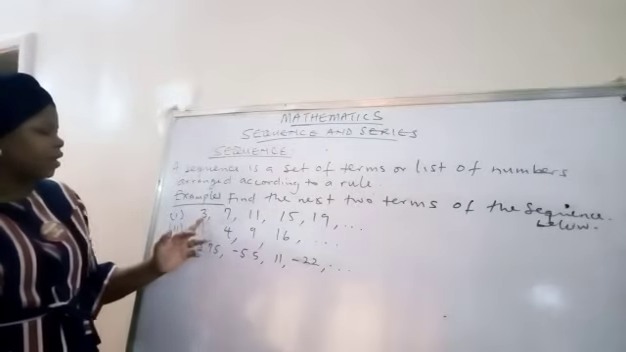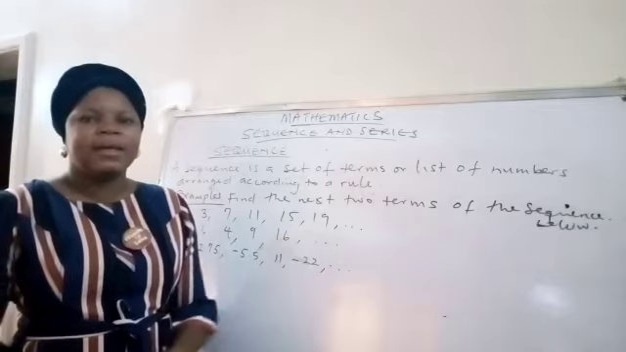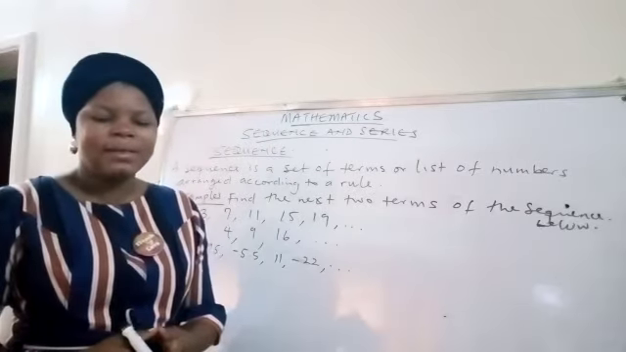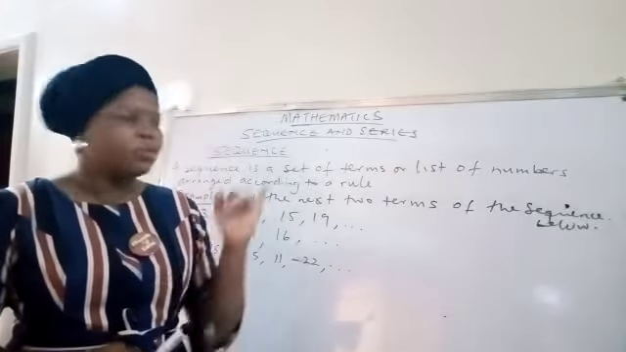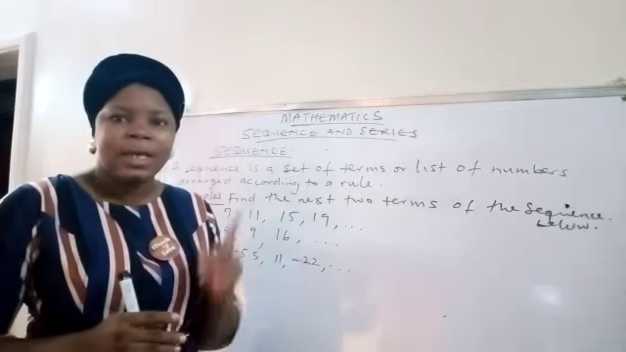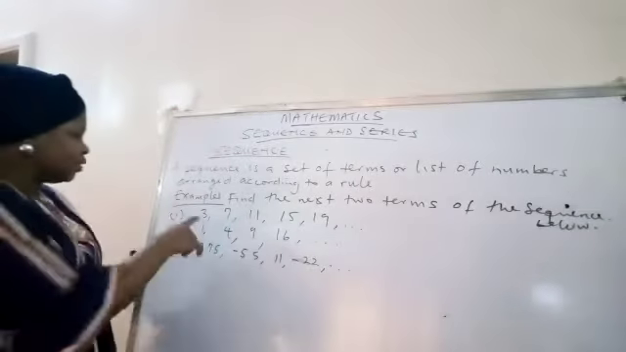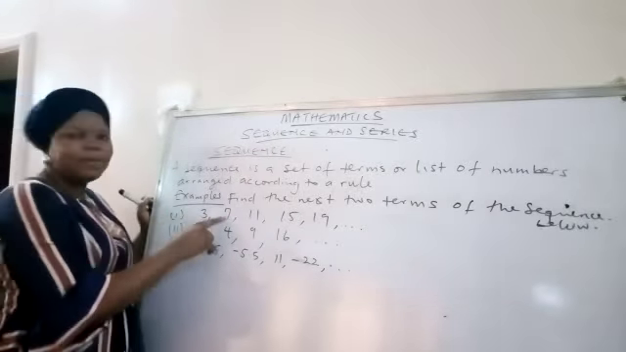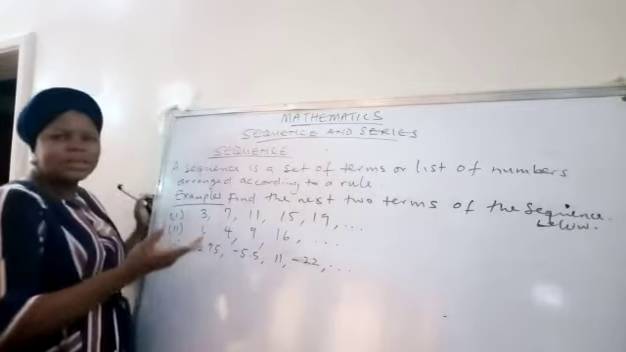Now, I have 3, 7, 11, 15, 19. The first thing to do is to look at the pattern and see what is the rule that generates this sequence. Don't forget, I said we should be able to know the meaning of sequence, and you should be able to state the rules that generate the terms of a sequence. So, what is the rule that generates this sequence? The first term here is 3. The second term here is 7. Third term, 11.